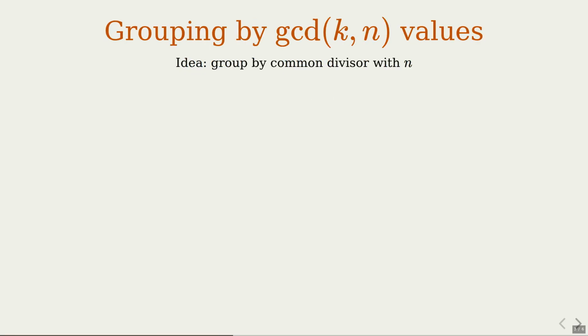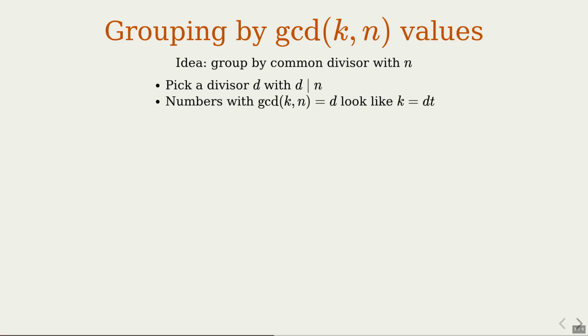Now we reorganize the sum by looking at all numbers k that share the same greatest common divisor with n. Start by focusing on one particular divisor d of n and collect all terms whose greatest common divisor with n is exactly d. If the greatest common divisor of k and n is d, that means k must be a multiple of d, right? Yes, we can write k as d times some integer t, and every k in this group has that form.